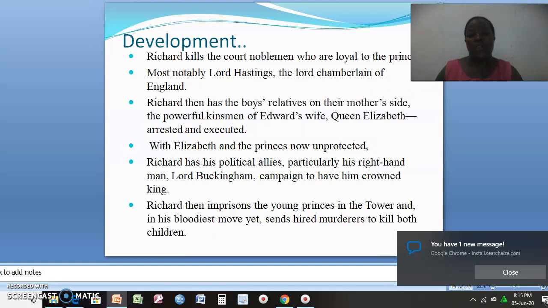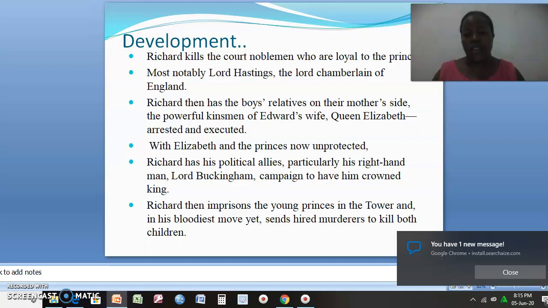Anyway, we proceed. Richard does not stop there. He kills the court noblemen who are loyal to the princes. It's unfortunate, especially Lord Hastings, the Chamberlain of England. Then Richard has the boys' relatives on their mother's side, the powerful kinsmen of Edward's wife, Queen Elizabeth, arrested and even executed. With that, Elizabeth and the princes are now unprotected.